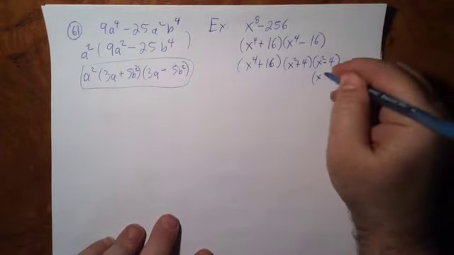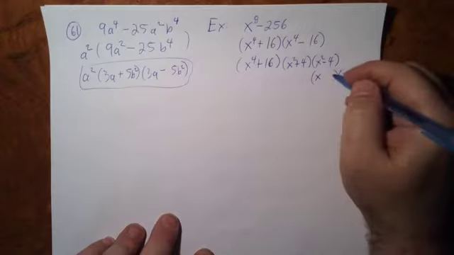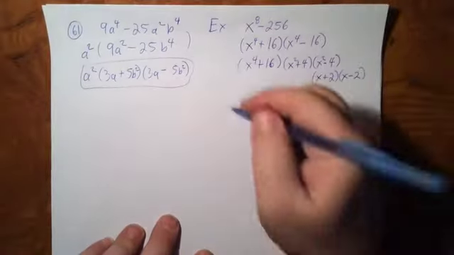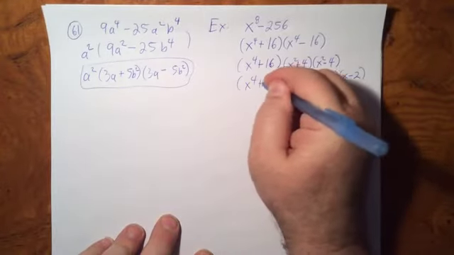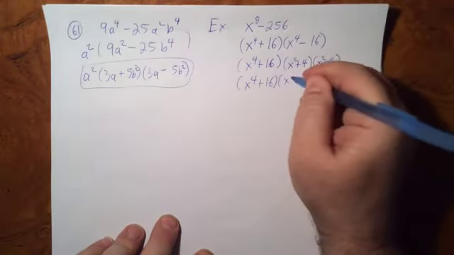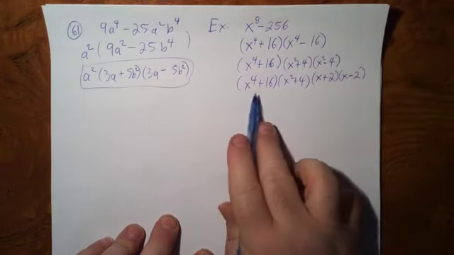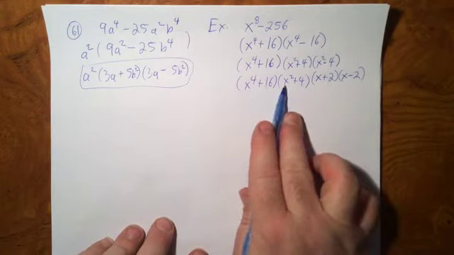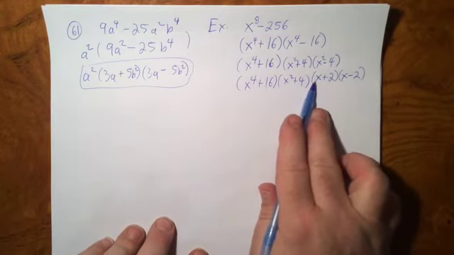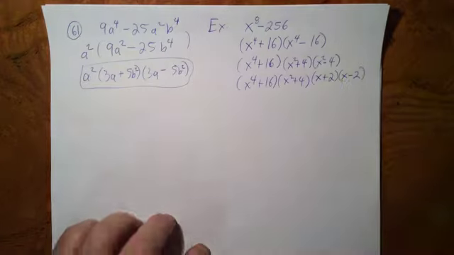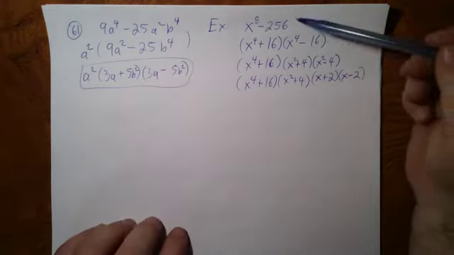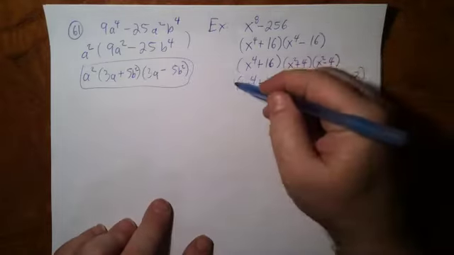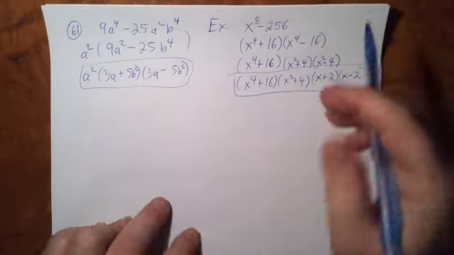For x squared, the square root is x and x. For 4, the square root is 2 and 2. We have plus and minus. And again, we're going to bring these down. What we have now for all of our factors is x to the 4th plus 16 times x to the 2nd plus 4 times x plus 2 times x minus 2. And we now have x to the 8th minus 256 shown with all of its factors.